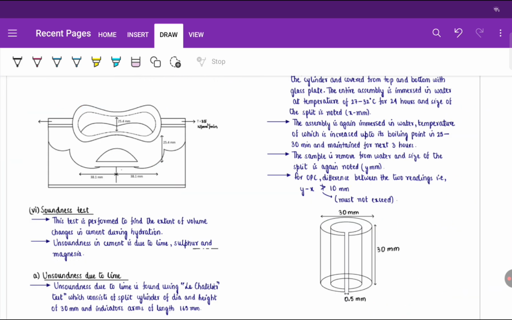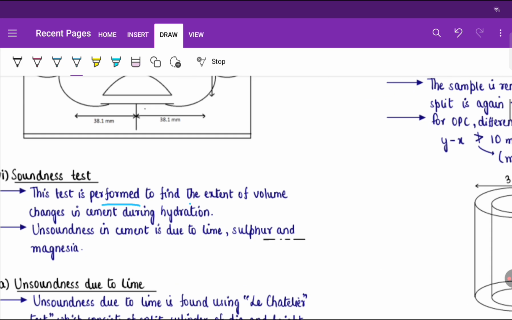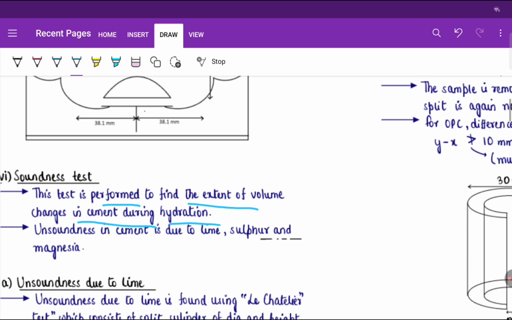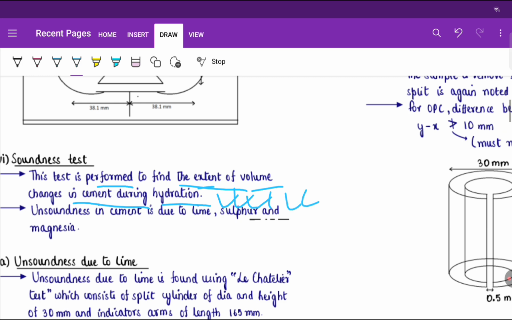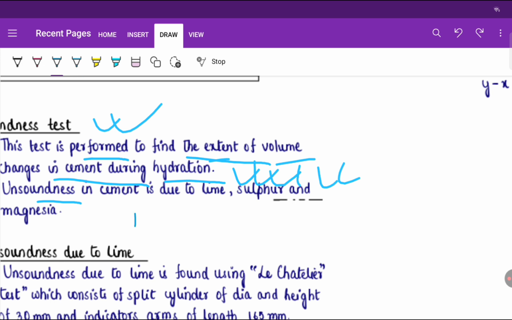So what is soundness? Soundness is the property of cement which shows resistance against expansion of cement, right? So we perform this test to find the extent of volume change in cement during hydration. So during hydration, to what extent volume changes occur, to find that we do the soundness test. Unsoundness is caused by what? LSM, right? L for lime, S for sulfur, M for magnesia.